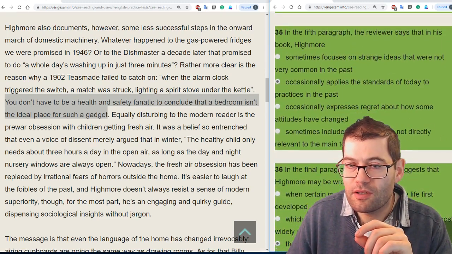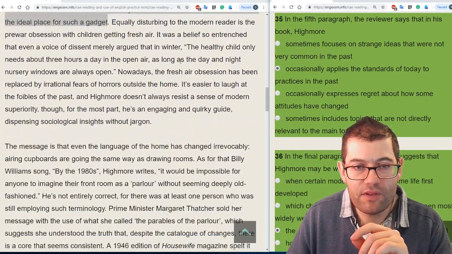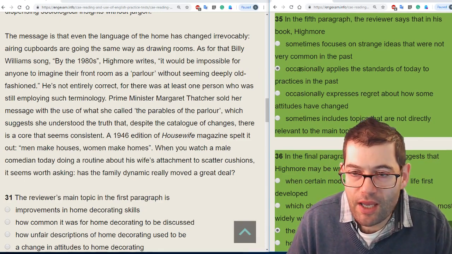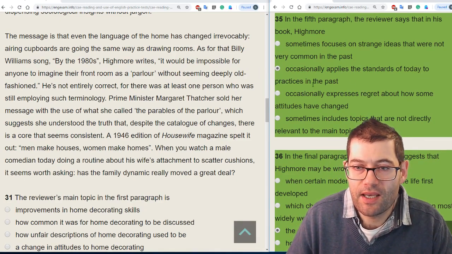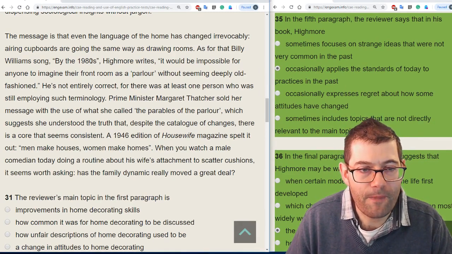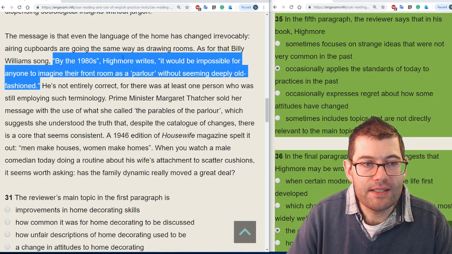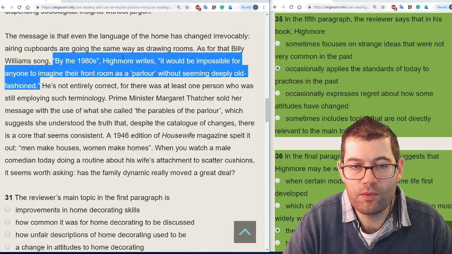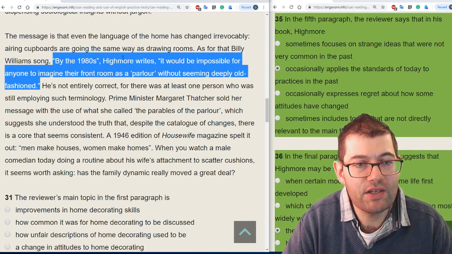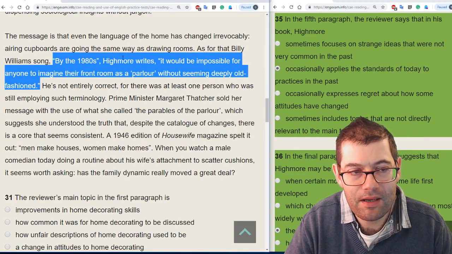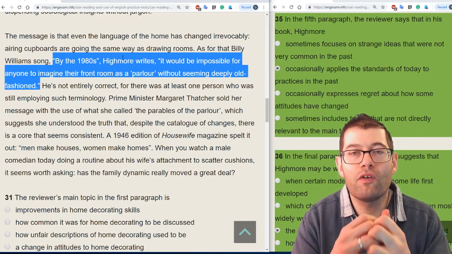For question 5, or 35 on this page, it says, in the fifth paragraph, the reviewer says that in his book, Highmore occasionally applies the standards of today to practices in the past. Right, the key bit of text that we've got to look for is what Highmore said. By the 1980s, Highmore writes, it would be impossible for anyone to imagine their front room as a parlour without seeming deeply old-fashioned. What have we got here?